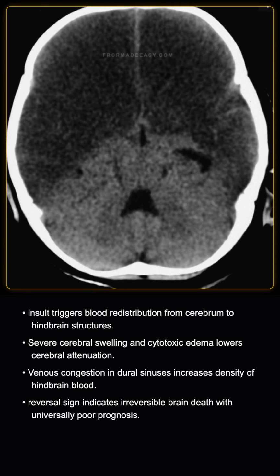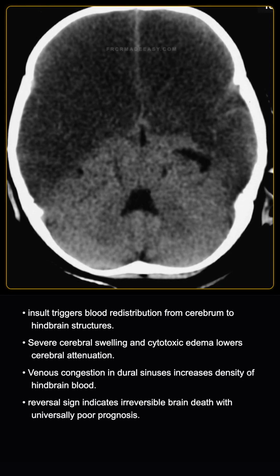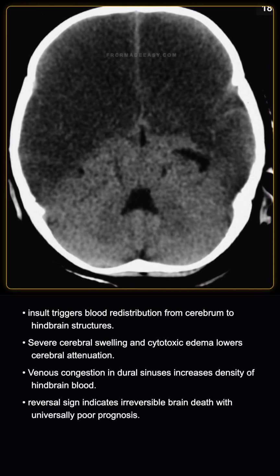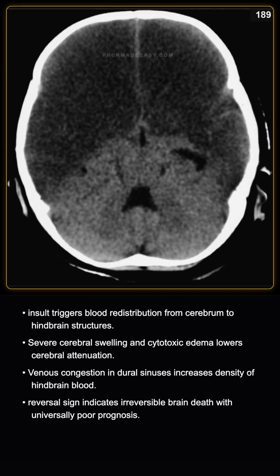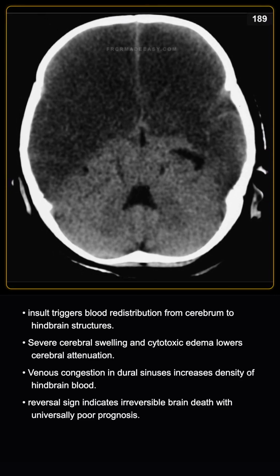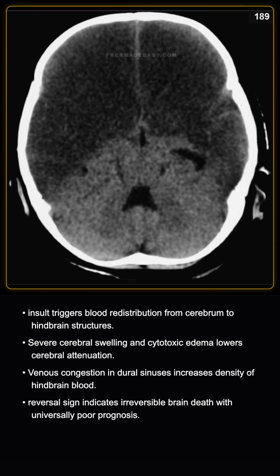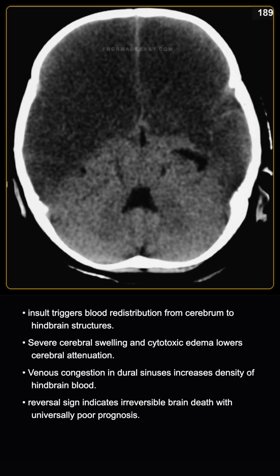Additionally, severe cerebral edema obstructs dural venous drainage, causing venous congestion that increases the physical density of the venous blood in the spared dural sinuses and cerebellum. Clinically, this sign indicates irreversible brain damage and carries a universally poor prognosis.